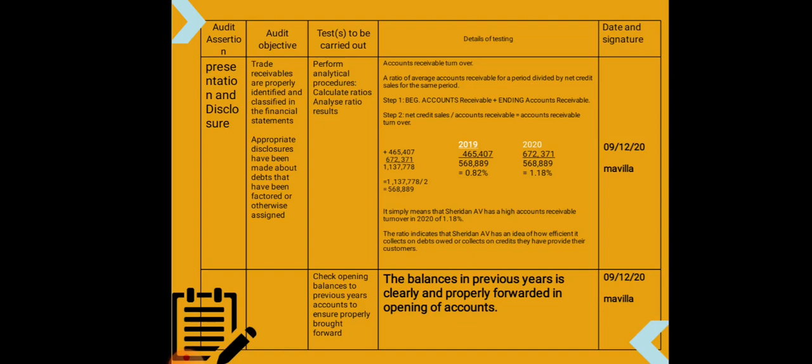Next, check opening balances to previous year's accounts to ensure properly brought forward. The balances in previous years are clearly and properly forwarded in the opening of accounts. Obtain the age list of balances. Check a sample to underlying records. All accounts receivable in March 21, 2020 are being recorded appropriately. Test the leads add up. Agree the list to the control accounts to the financial statements.